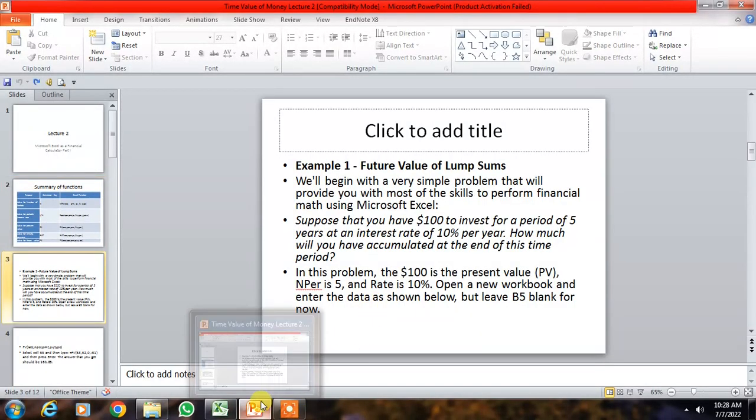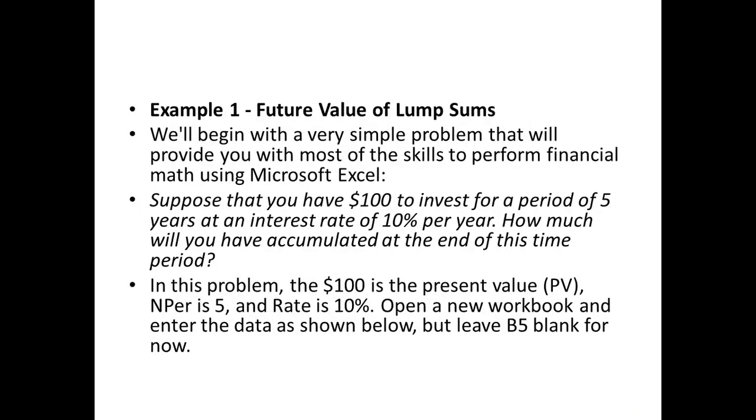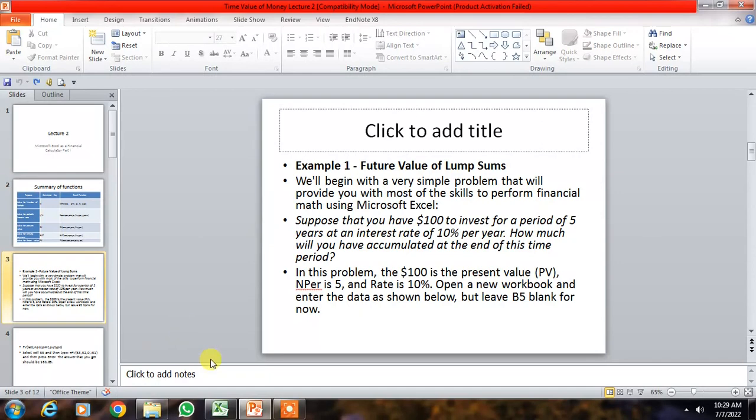So let us start from the future value. Here I am discussing an example. Suppose that you have $100 to invest for a period of 5 years at an interest rate of 10% per year. So how much will you accumulate at the end of this time period? The $100 is the present value. We are investing it for 5 years at the rate of 10%. So what will be our future value?